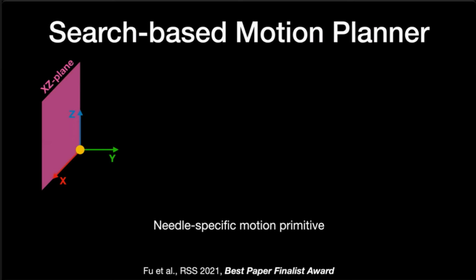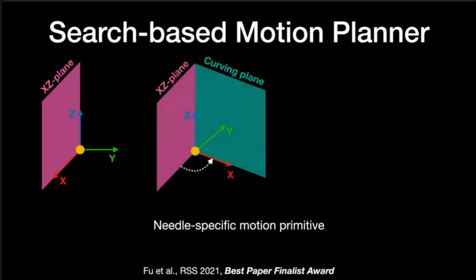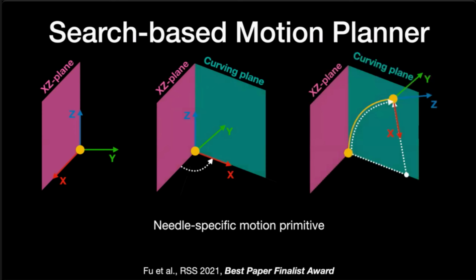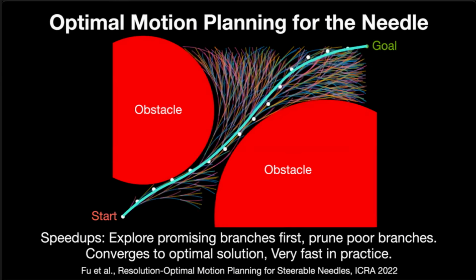So our method uses needle-specific motion primitives. A motion primitive defines a motion, in this case, that first rotates the needle to determine its curving direction and then inserts the needle. These are needle-specific in this case. We build now a search tree that repeatedly applies these motion primitives, and we refine the motion while expanding the search tree. So we implemented some speedups that make this method fast in practice and guarantee returning an optimal solution in finite time.